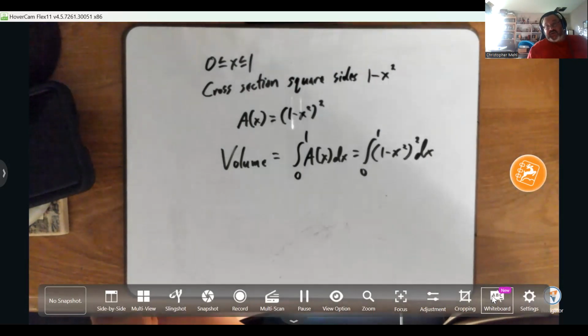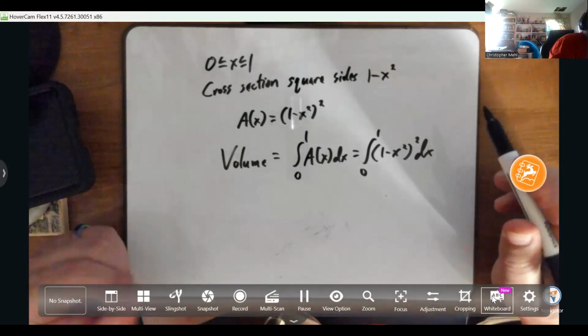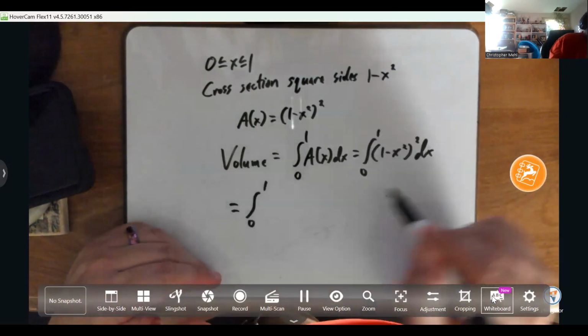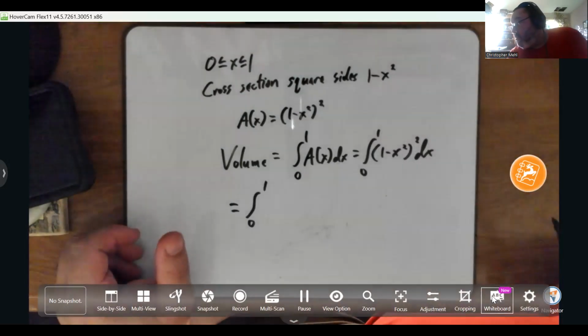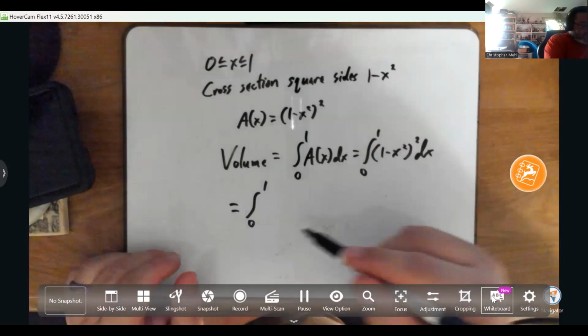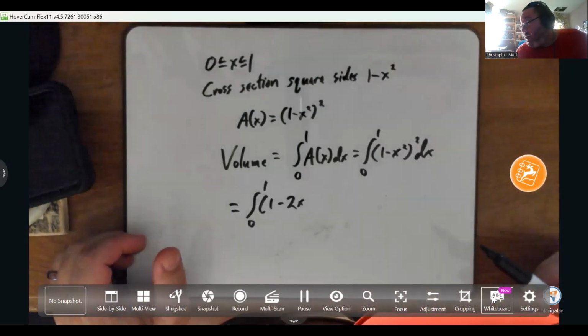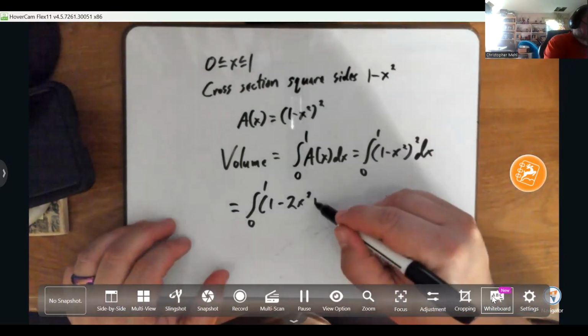Okay, so we would just need to calculate that integral. This is one that we can do just by expanding, right? Getting rid of the parentheses there. And so that gives us 1 minus 2x squared plus x to the fourth.